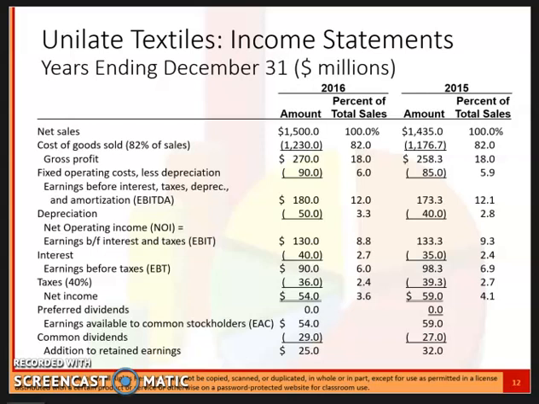We have gross profit, fixed operating costs. We take that from gross profit, and we get EBITDA, or earnings before interest, taxes, and depreciation. We take out depreciation, and we get net operating income, which is also referred to as EBIT, or earnings before interest and taxes. It's probably more commonly referred to as EBIT. Then we take out interest, and we drop the I, that's earnings before taxes, or EBT.